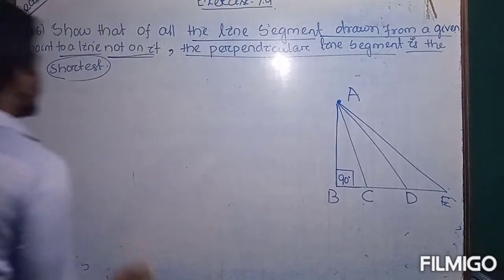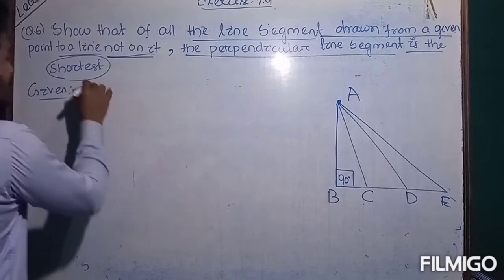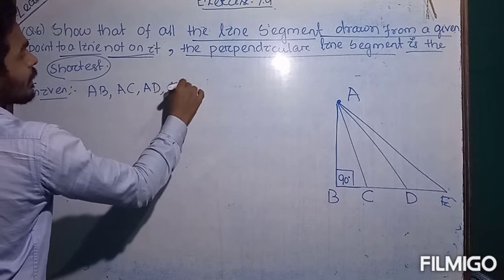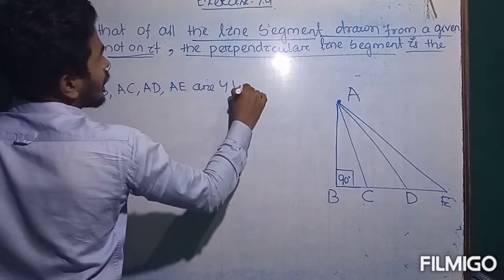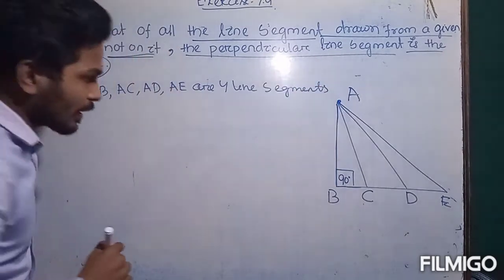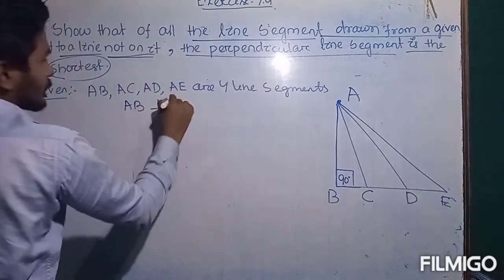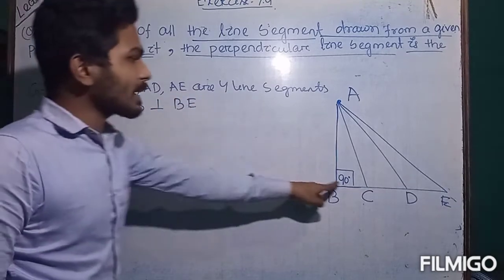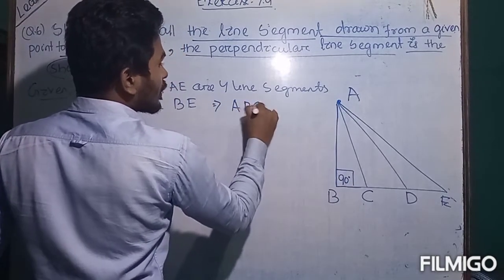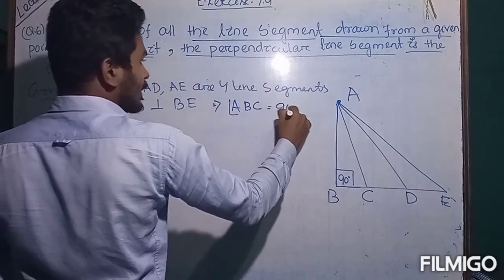How can we prove it? First write what is given. What is given? AB, AC, AD, AE are 4 line segments, and AB is perpendicular to this base, suppose at B. Perpendicular means this angle is 90 degrees. Or you can say implies angle ABC, or angle ABD, or angle ABE is 90 degrees.